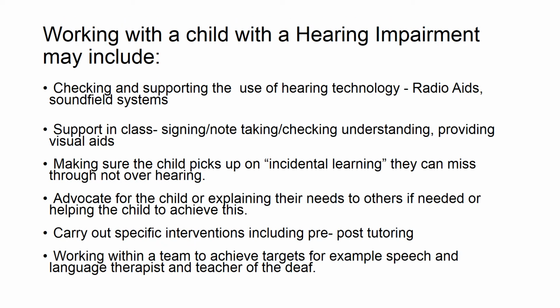Working with a child with a hearing impairment may include checking and supporting the use of hearing technology. This is very important to make sure that their technology is working correctly. For example, radio aids, soundfield systems. This also includes the child's individual aids as well. It could be a cochlear implant, a hearing aid, and it's very important to have a good understanding of the technology that that child is using.